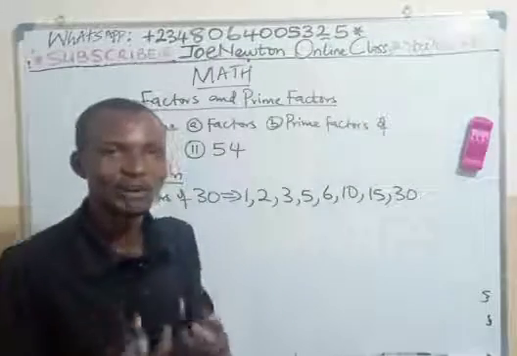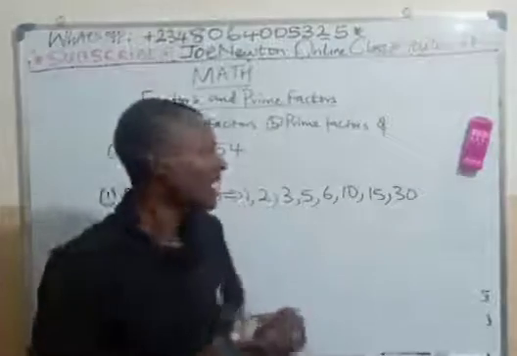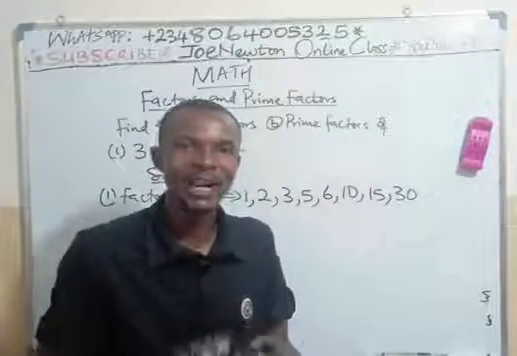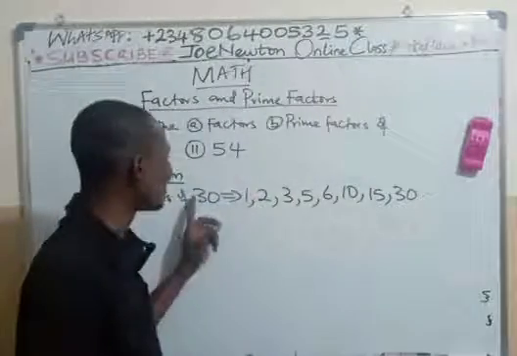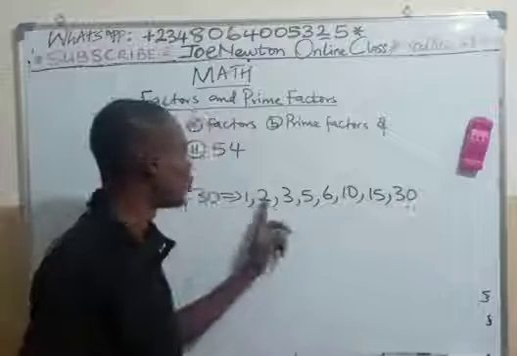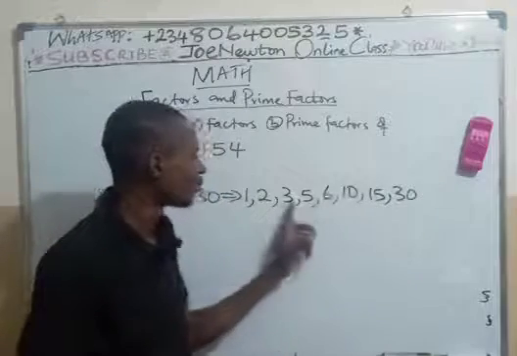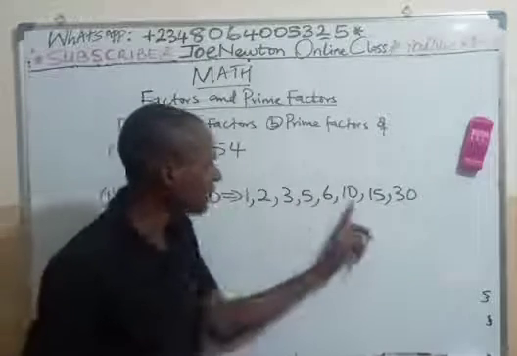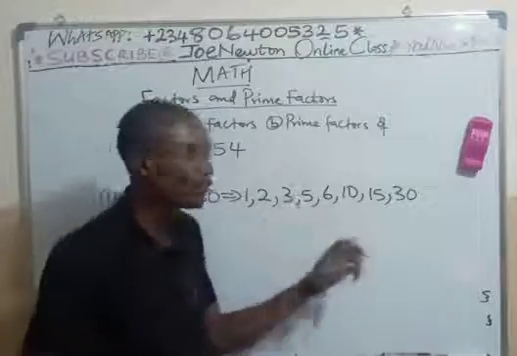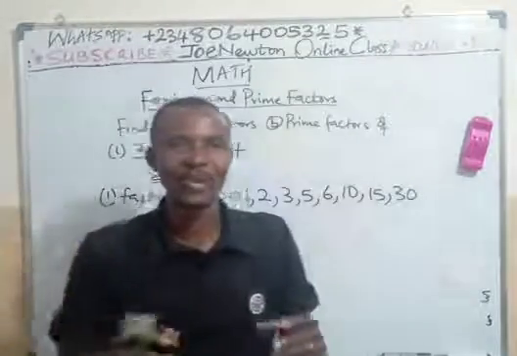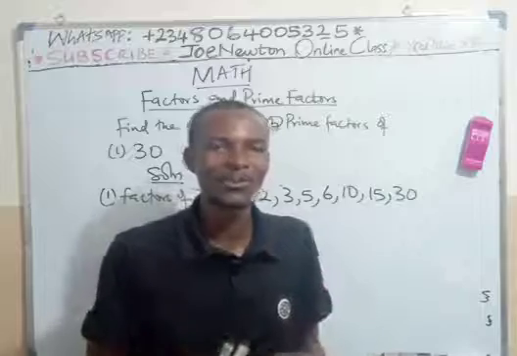Which means the numbers, the dividers, and the values they get are there. Look at this. 1 divides 30 gives us 30. 2 divides 30 gives us 15. 3 divides 30 gives us 10. And 5 divides 30 gives us 6. So they are in pairs, both the divisor and the quotient. Those are the numbers and the factors.